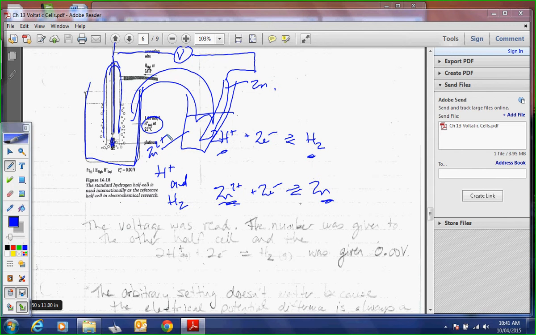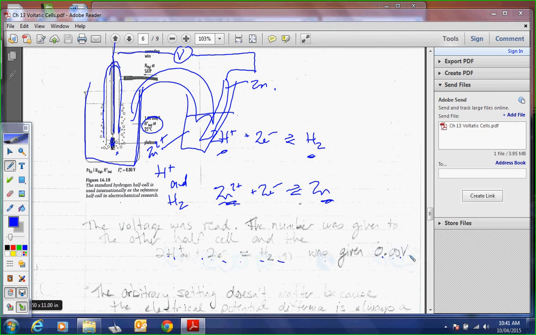And what would my voltmeter say? 0.76. Memory's nearly there, but not quite. And so they just said, look, let's make these all 0, arbitrarily. It doesn't matter. The voltage was read, and the number was given to the other half cell, so in my drawing, the 2 H plus plus 2 electrons to H2 was given 0.00 volts.